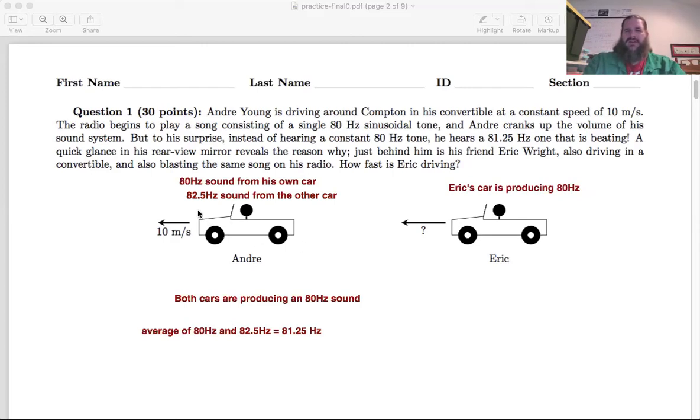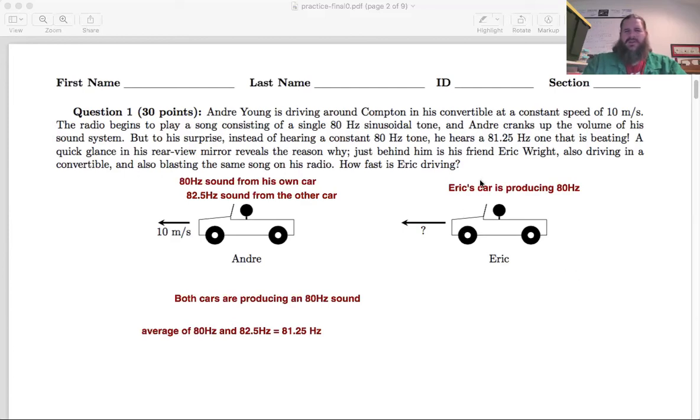But Andre hears it as 82.5 hertz because what's going on here? Why would he hear a different sound than what's being produced? Because you're having beats. The beats are just from hearing different sounds, but why is it a different sound in the first place? What are the cars doing that's going to make the sound seem different? Are they interfering? The interference is what caused the beats in the first place.